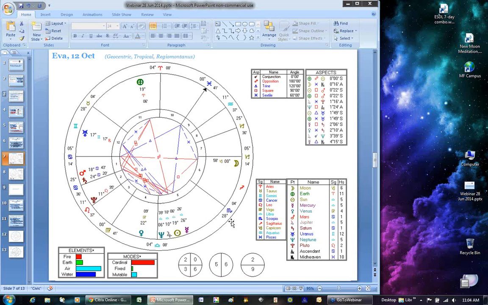The upper part of the chart, if you remember, is the southern or the daylight. This is where you're out in the public. The lower part of the chart is the nighttime or the subjective, where you learn and grow internally and subjectively.